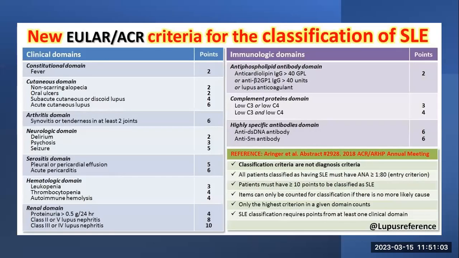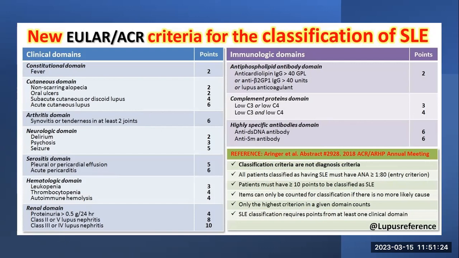So this is the new EULAR-ACR criteria for classification of SLE. When the patient meets the classification criteria, SLE is diagnosed. But as Dr. Utpala mentioned, classification criteria are mainly for research purposes. So we cannot totally rely on these for the diagnosis.